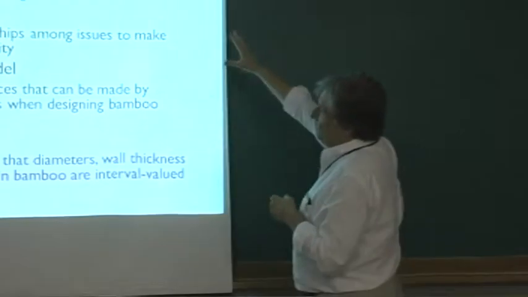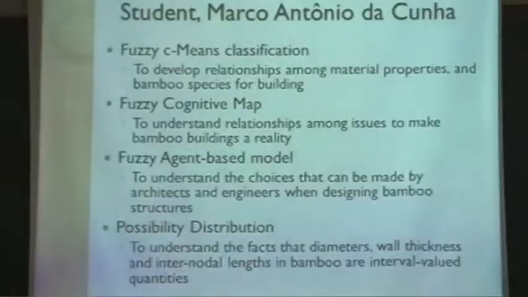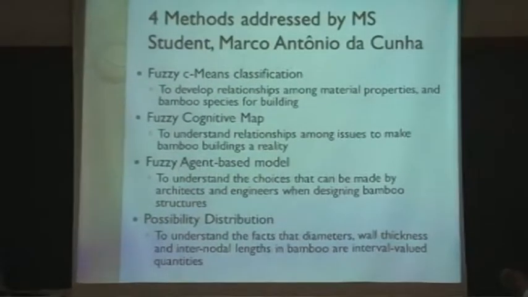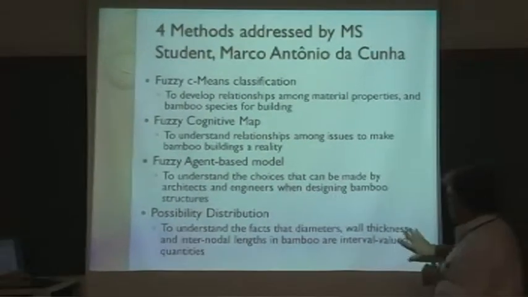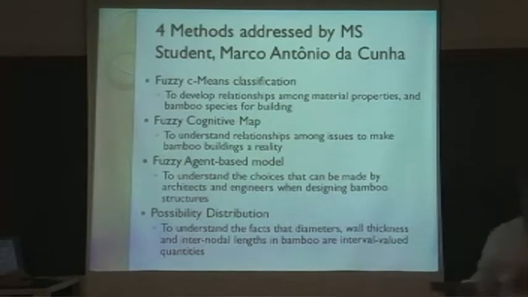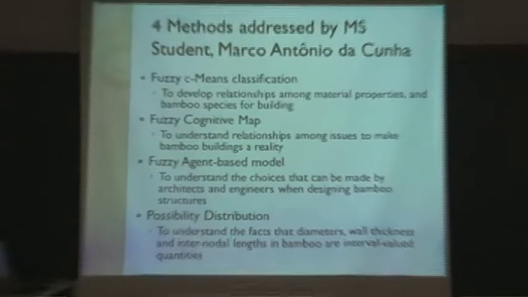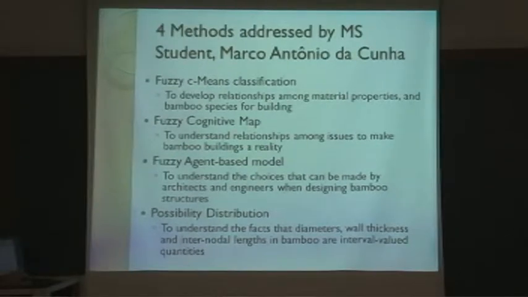So, he looked at 4 different approaches. Fuzzy C-means classification, fuzzy cognitive maps, fuzzy agent-based models, possibility distributions. Let me start with this one first because it's real quick to dismiss. I already mentioned that bamboo is something that one number is not going to work. You need a range of numbers.